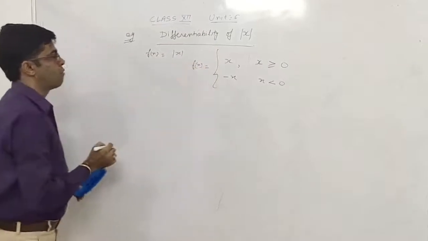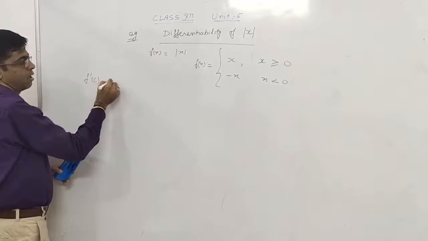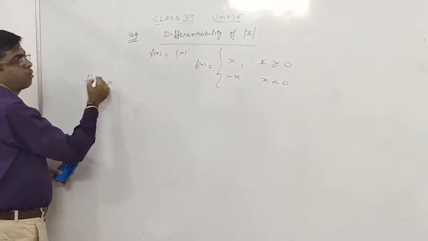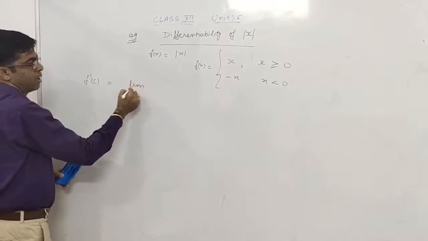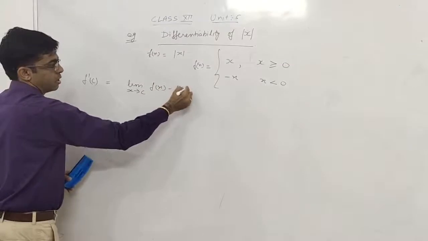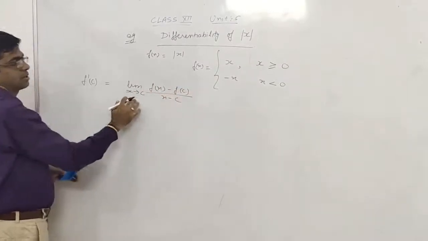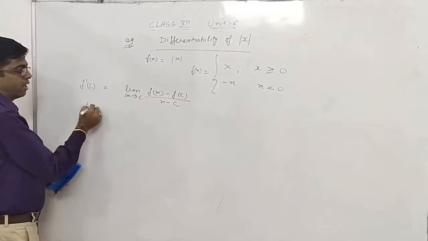Now the formula, mathematically, we can write in terms of limit how we differentiate the function: f'(c) is equal to limit x tends to c, f(x) minus f(c) upon x minus c. Through this we can find the left hand derivative as well as the right hand derivative.